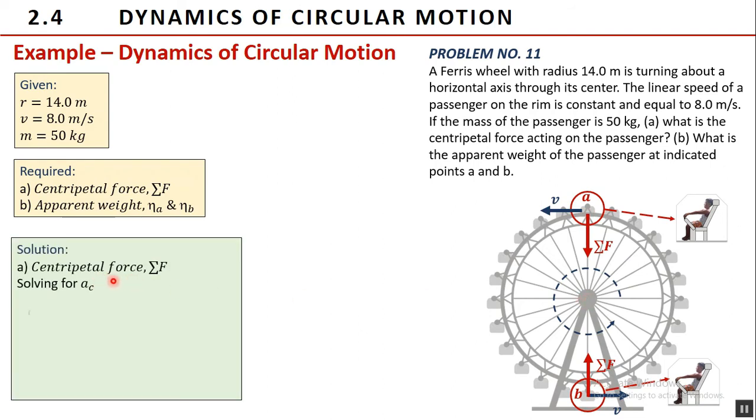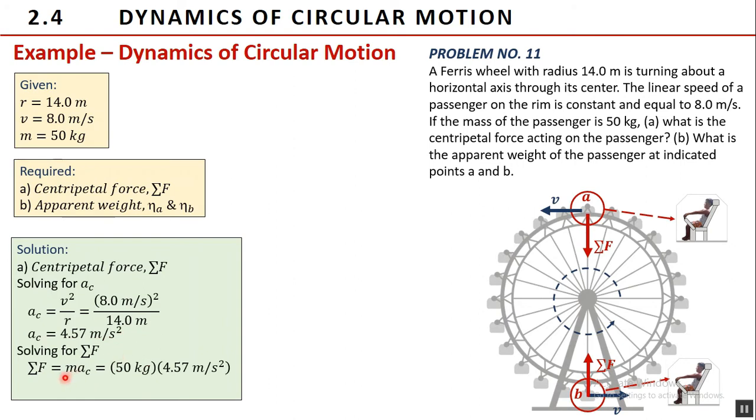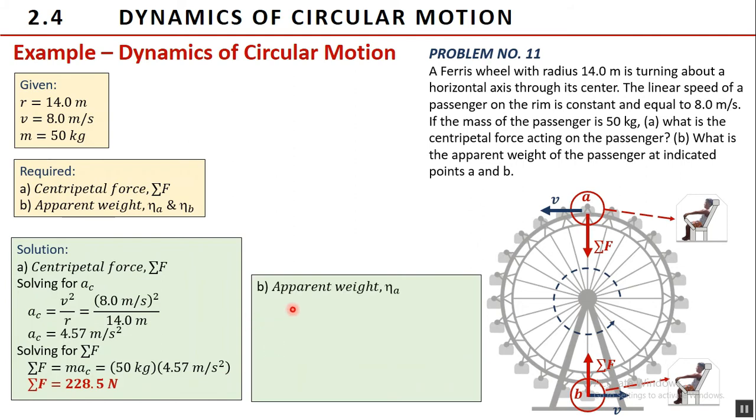We need to solve first for centripetal acceleration. From Unit 1, centripetal acceleration is equal to v squared over the radius r. Substituting the values, the speed, 8 squared, divided by the radius 14. So the centripetal acceleration is 4.57 meters per second squared. Then using Newton's second law, centripetal force is equal to the mass of the passenger multiplied by the centripetal acceleration. So 50 times 4.57, the centripetal force acting on the passenger is 228.5 newtons.